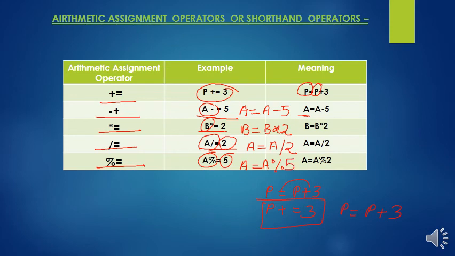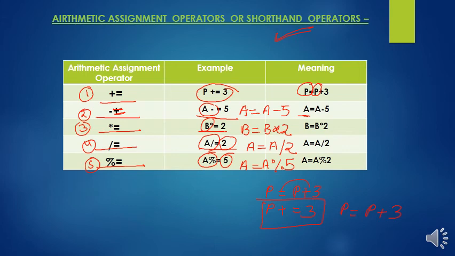That operator is known as arithmetic assignment operator or shorthand operator. So the first operator is plus equal to, second is minus equal to, third is asterisk equal to, fourth is slash equal to, and fifth is mod equal to.